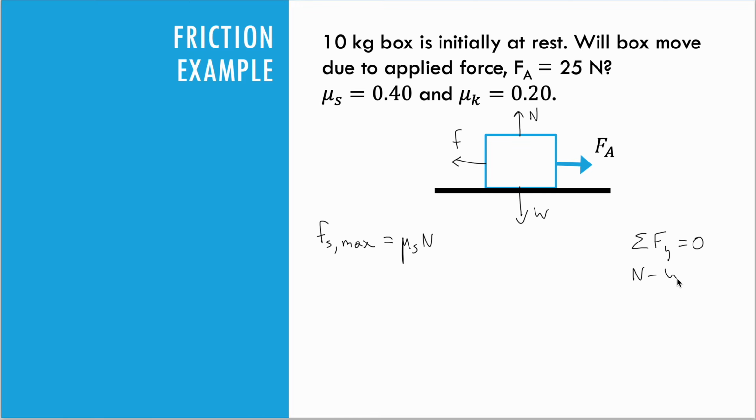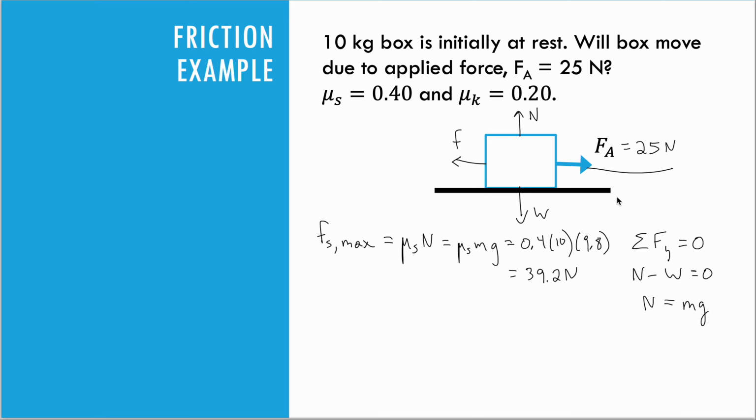So the normal force minus the weight equals 0, and this does tell us that for this case, the normal force will equal the weight. So let's plug in the mu s times mg. We're going to plug in the numbers 0.4 times 10 times 9.8. That's going to give us a maximum static friction force of 39.2 newtons. But the applied force was only 25 newtons. So that means that this applied force is not large enough.